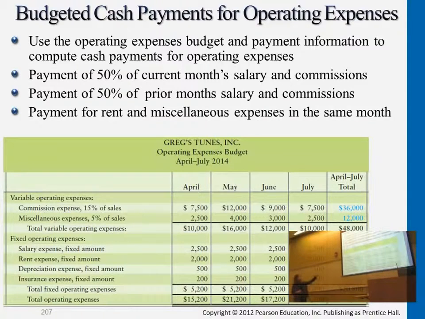So if you refer to this table, let's say just the first line, commission expense. How much are we actually paying in April? Just commission expense. It will be half of $7,500, right? Because if we're paying half of them this month, the other half we're actually paying out by cash next month. For May, we'll be paying $6,000 this month, $6,000 in June. June's $9,000 commission, we're paying $4,500 this month, $4,500 next month. Same for July, half of $7,500 this month, half of $7,500 in August.